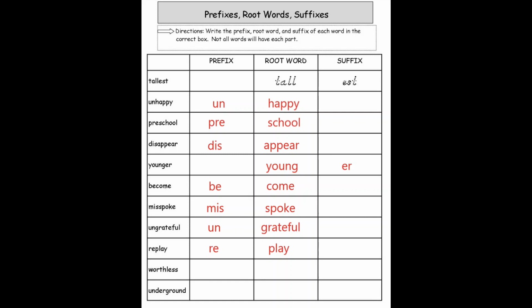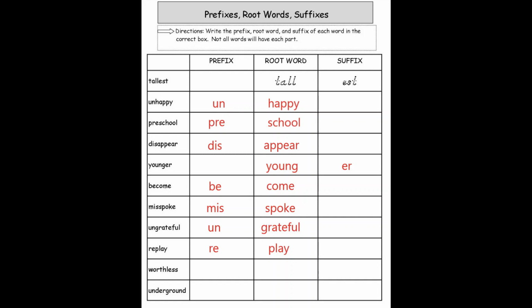Looking at the word worthless, I'm going to, again, figure out which one is the root word, because this one could be a little tricky because you see there are two words. You've looked at all the root words so far, and they're pretty much words on their own. Like you can use happy, school, appear, young, come, spoke, grateful, or play on its own. Now you have this word worthless, and you can actually use both words on their own. So you're probably wondering, well, which one's going to be the root word? Which one's going to be the prefix or the suffix?